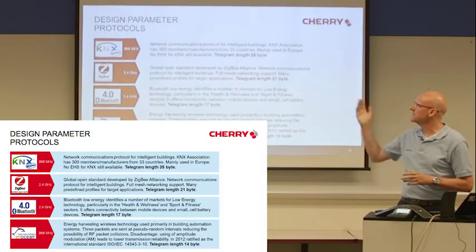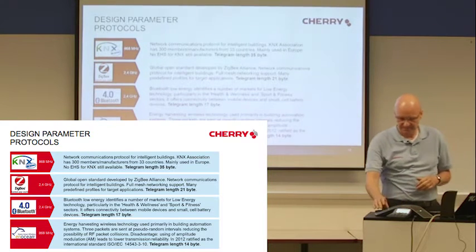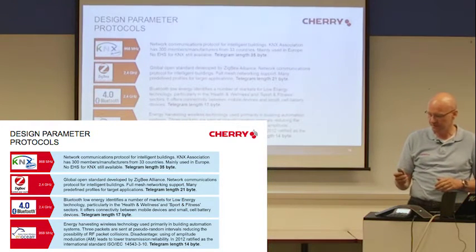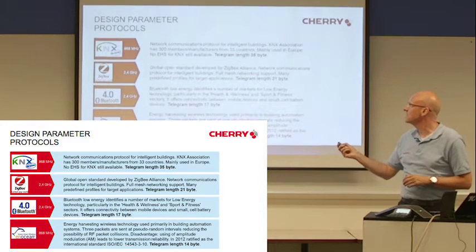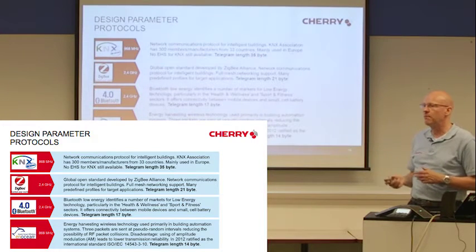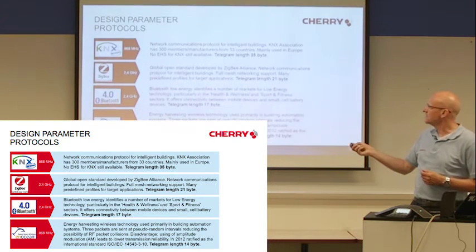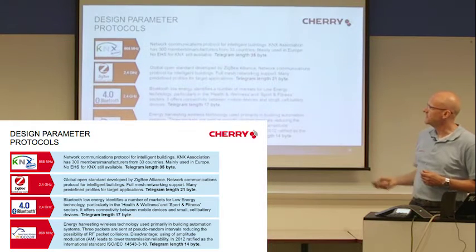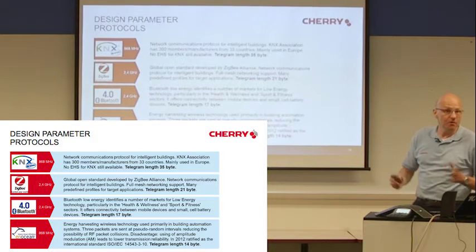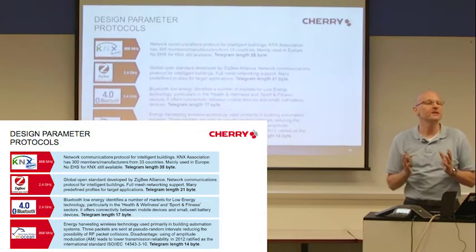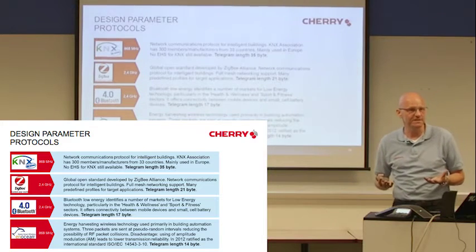For example, the KNX telegram length. Is there also a pointer inside? Yes. The telegram length you can see here is 35 bytes. Bytes is the number of data inside. ZigBee you can see is 21. It's not as long as KNX. Bluetooth is 17, shorter than all of these. And EnOcean you can see here is only 14 bytes. So EnOcean creates a very short telegram, especially for energy harvesting systems.